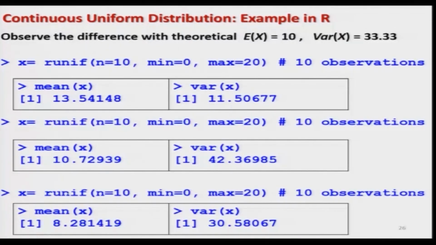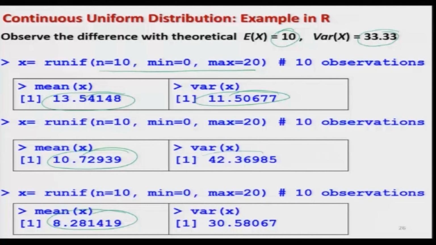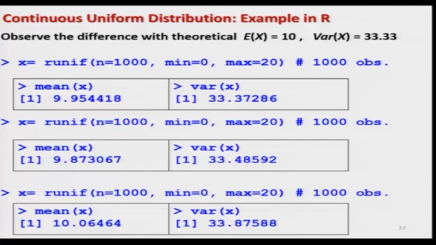Well, I have already shown you a couple of times. So, this is the same exercise. So, suppose I try to generate only 10 observations from uniform 0, 20. The true values of mean and variance are 10 and 33.33. But if you try to compute the mean based on 10 observations, it is coming out to be 13.54, 10.72, 8.28. You can see that this is varying, right, and the variance is coming out to be 11.5, 42.3, 30.58, right. So, there is a lot of variation.